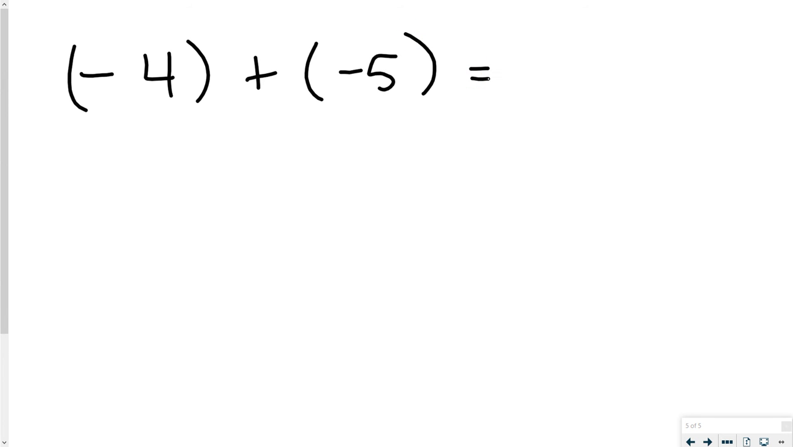So, -4 plus -5. I have 4 negatives, and I'm adding 5 more negatives. Well, there's no positives in there whatsoever, so all I'm going to get are negatives. And how many? Well, 4 plus 5 is 9. What about 6 plus 10?